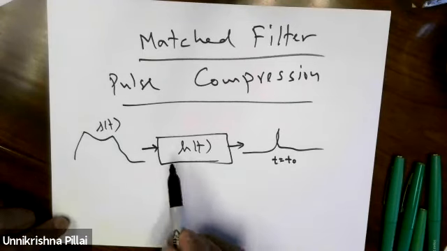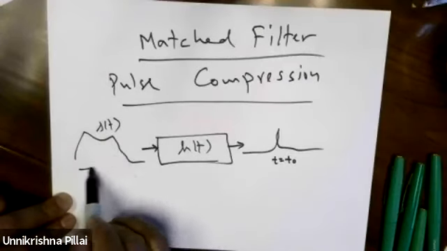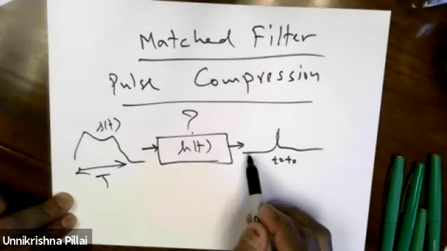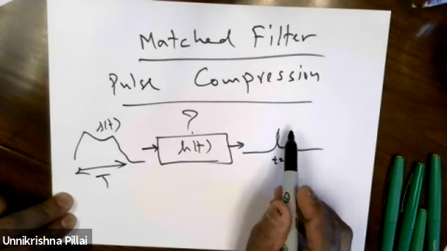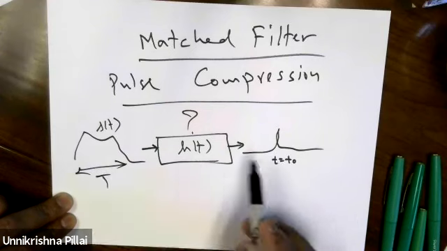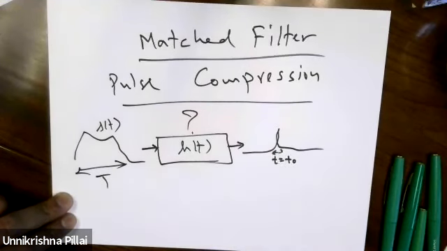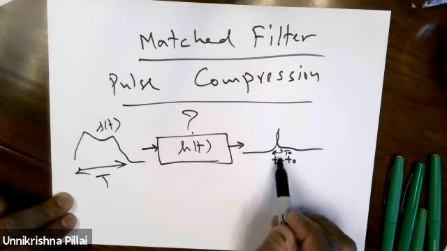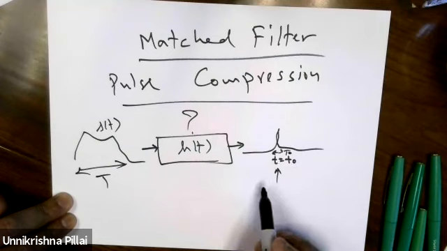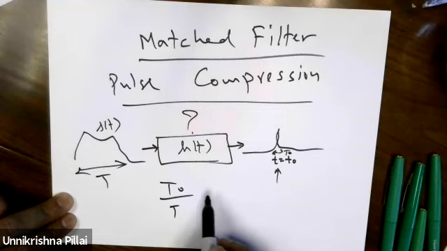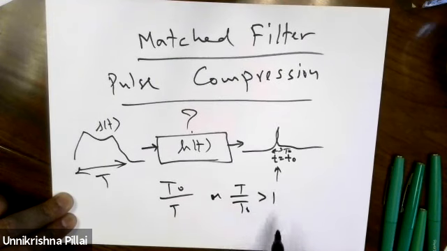The pulse compression idea is whatever I wrote here. You have an input pulse with some width T. You want to pass it through a filter, which is unknown, so that the output gets compressed. Whatever the waveform, the output should look like this. Here the width is T, and here the width I'm going to call T0 out, and it will occur at some point t equal to t naught. So T naught by T, or the other way, T over T naught, is the compression ratio. Of course, this will be larger than 1.